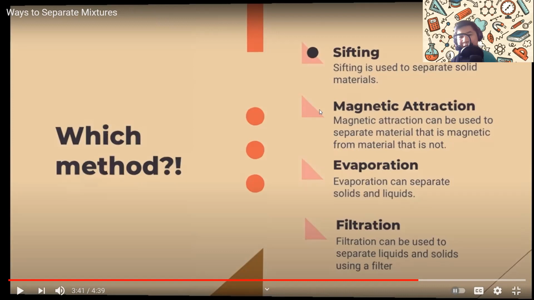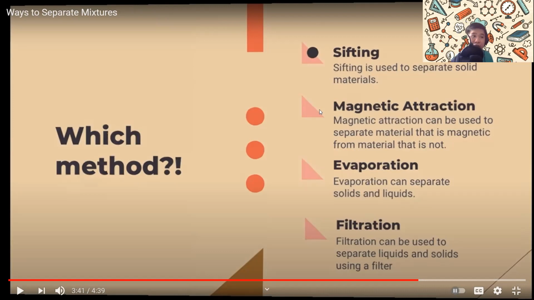Next, magnetic attraction. Some solids are attracted to magnets. If you put a magnet on top of it, the metal parts will go to the magnet. It's called magnetic attraction.